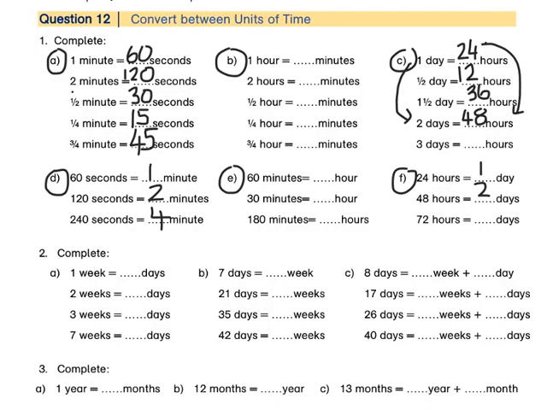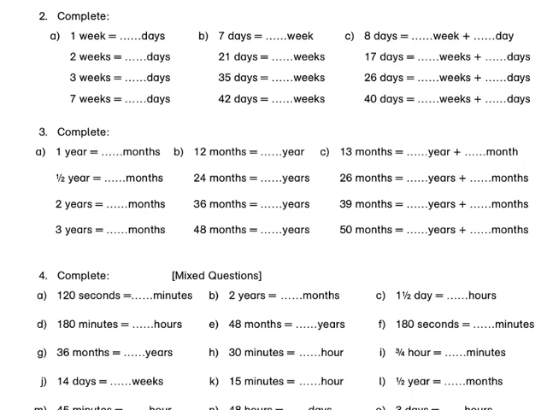Let's continue on to 2. For A, we are working with weeks and days. We know that 1 week is equal to 7 days, so 2 weeks will be twice as much, which is 14 days. For B, now we are doing the other way around. We know that 7 days equals 1 full week. So if we have 21 days, we must think how many times can 7 days fit into 21? 21 divided by 7 is 3. So that means that it is 3 weeks. Press pause to complete A and B now.